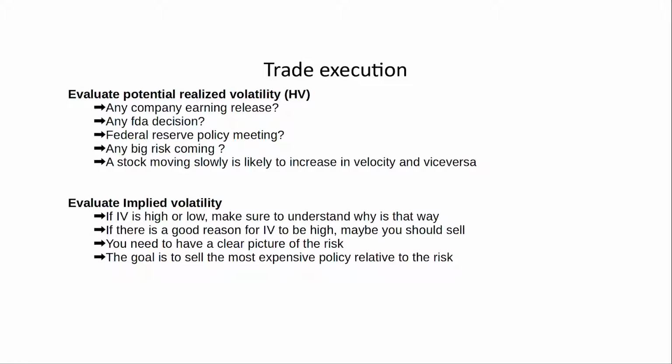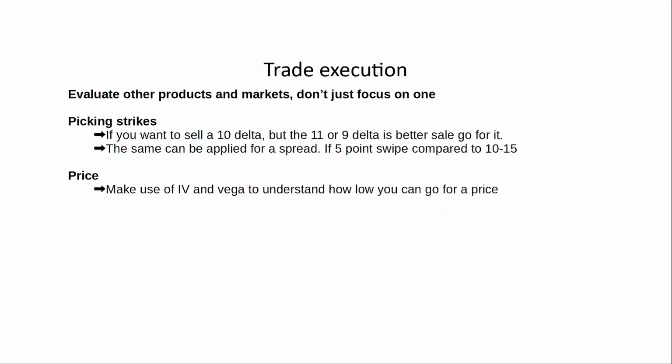A stock moving slowly is likely to increase in velocity and vice versa, like I said, and for this you will have to take a look at the historic volatility. At the same time, you have to look at the implied volatility. Is the current IV high or low, and understand why it's that way. If there is a good reason for it to be high, maybe you should sell the premium. You have to have a clear picture of the risk always. The goal in the end is to sell the most expensive policy relative to the risk.